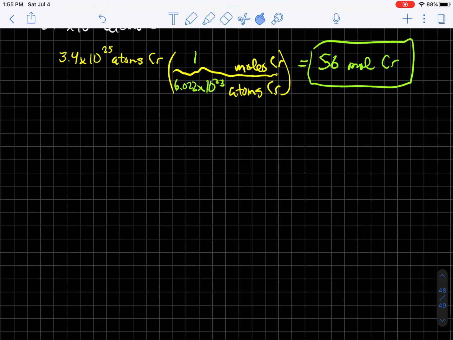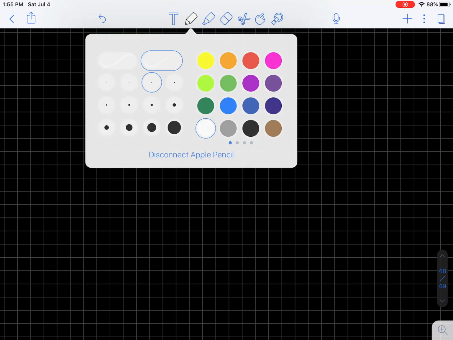All right, last type of problem. Here we go. Easy. Don't overthink. Don't overcomplicate. Use your technique. If we have 500 grams of water, I want to know how many molecules. All right, so now we need to do a complex conversion here.